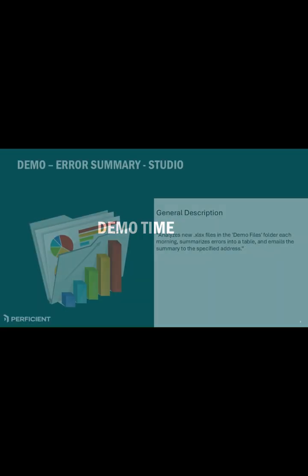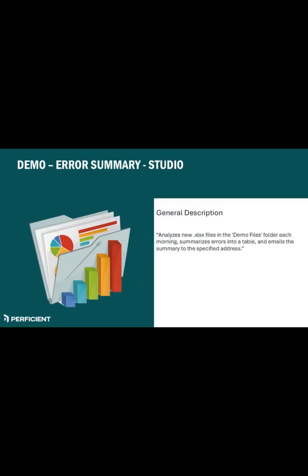This demo shows an example agent built in Copilot Studio to summarize errors from Excel files. Each morning, the agent analyzes new spreadsheet files in a specific folder, identifies errors, and compiles them into a structured table. That summary is then emailed to a defined recipient. This scenario demonstrates how agents can combine knowledge, automation, and communication into a single workflow.